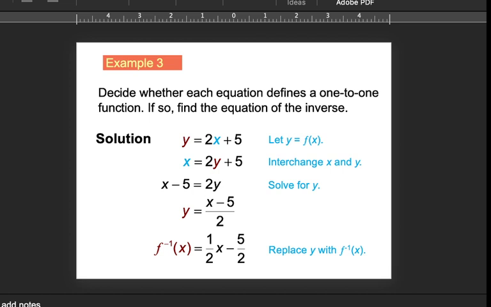So to write the equation of the inverse, all you're doing is changing the location of where x and y are and solving for a new y.